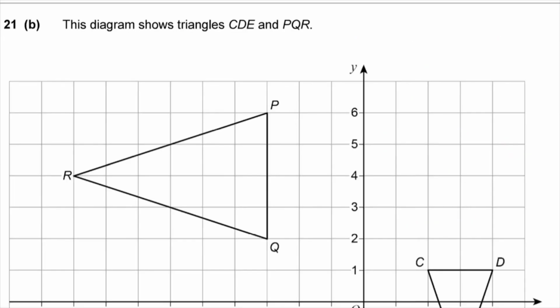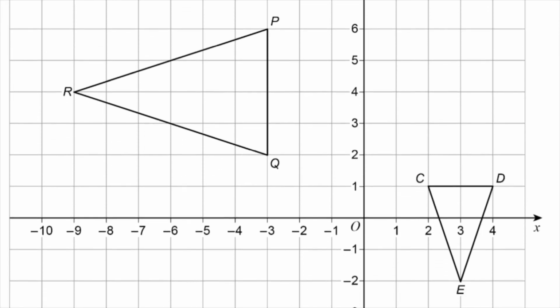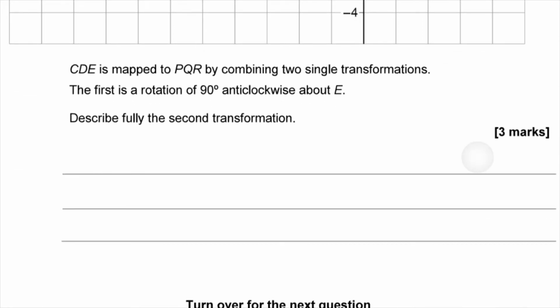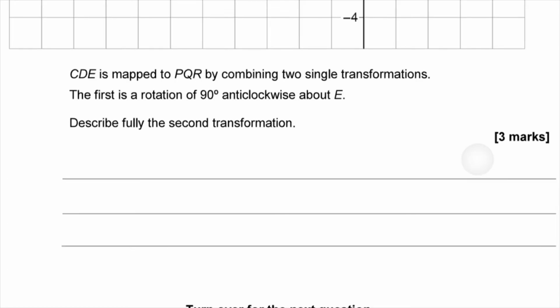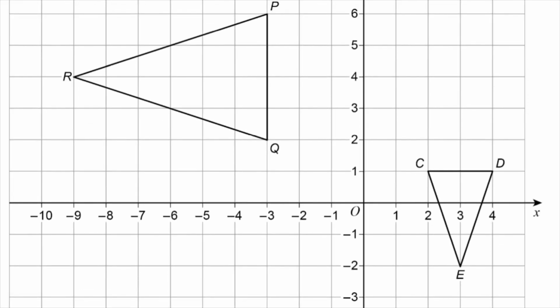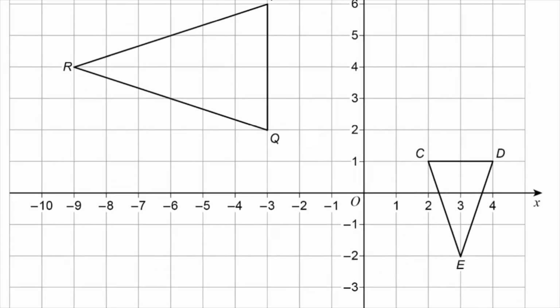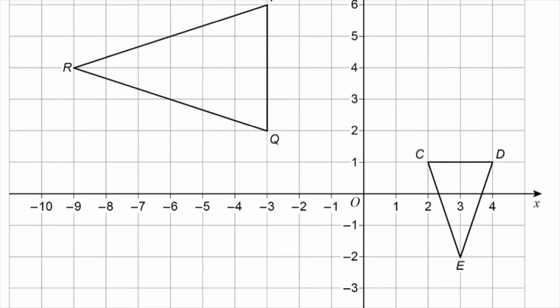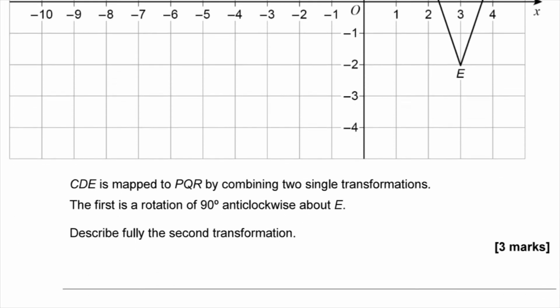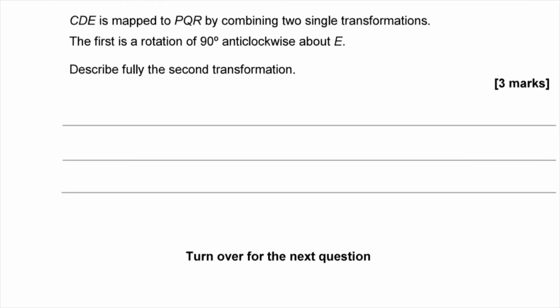This diagram shows triangles CDE and PQR. There they are. And we're told that CDE is mapped to PQR by combining 2 single transformations. The first is a rotation of 90 degrees anticlockwise about E. Describe the second transformation. Okay, so it's going to be some sort of enlargement with a fractional scale factor after that. But before we can work out the details of where the center of enlargement is, we probably best need to find where that mid triangle is going to be, the one that's halfway between them.